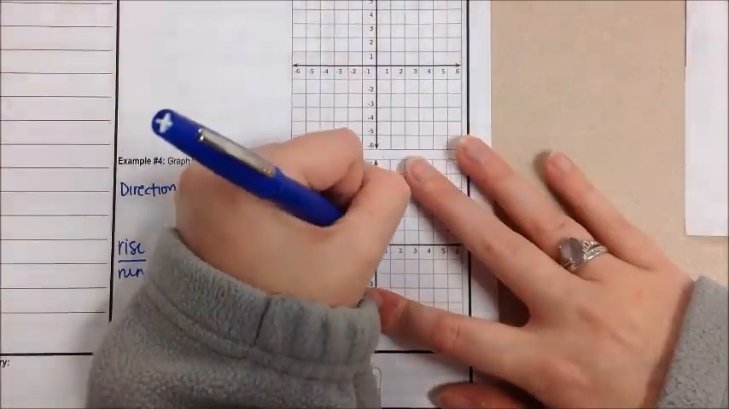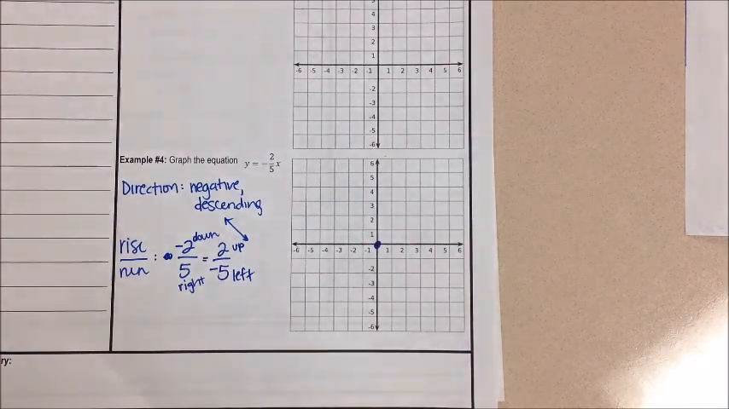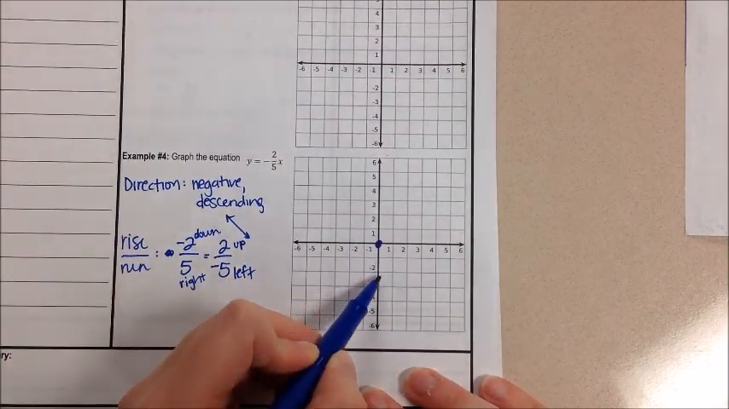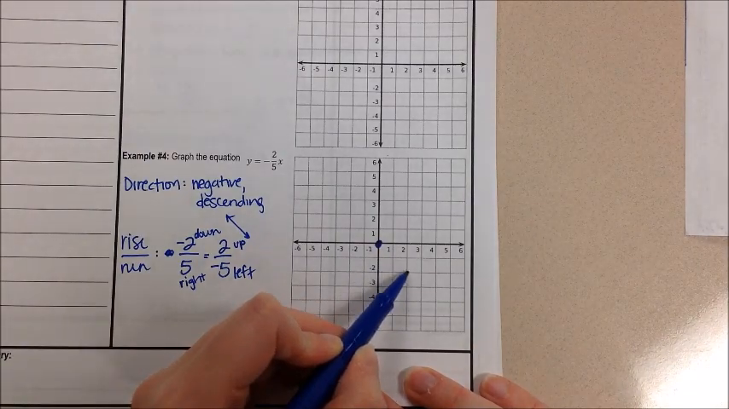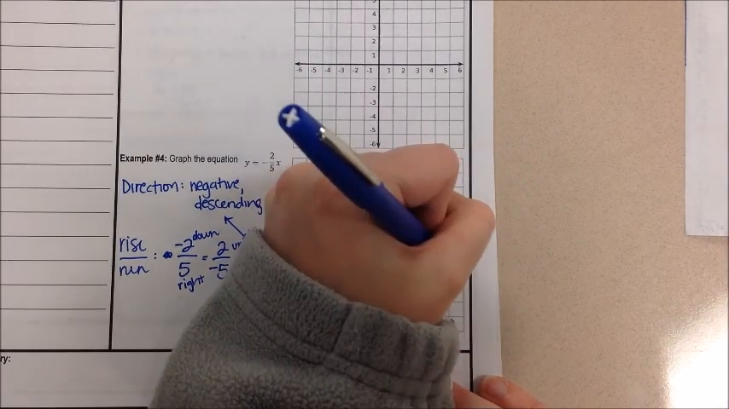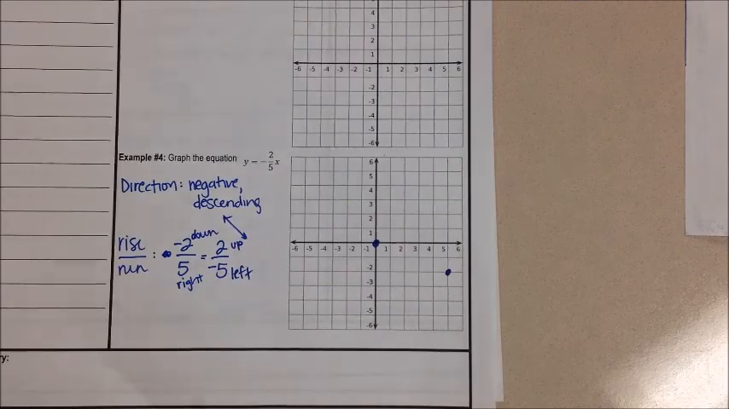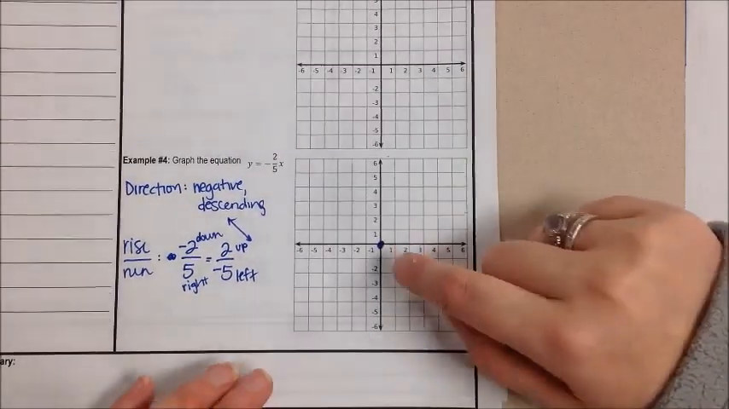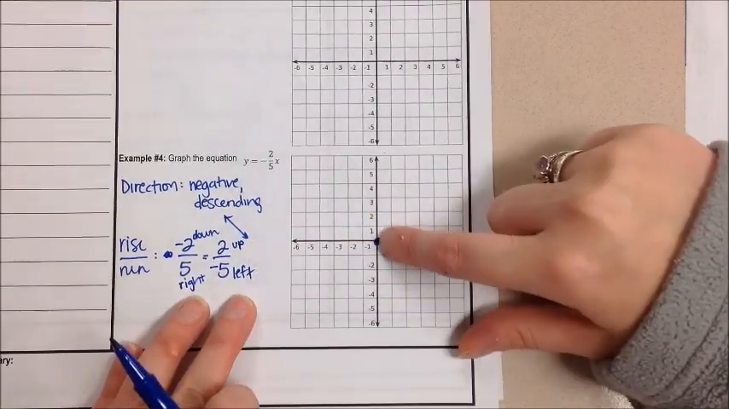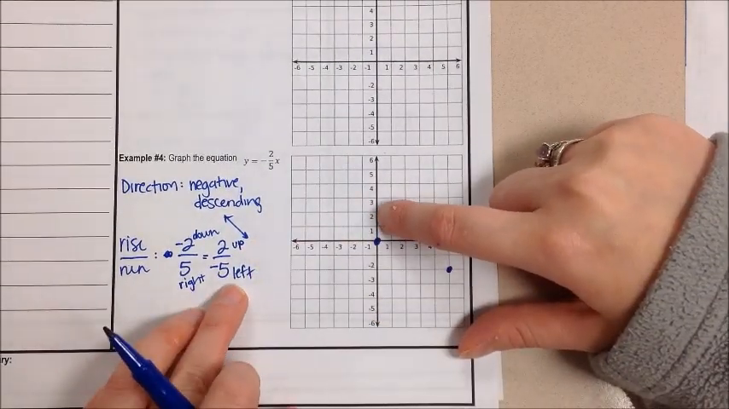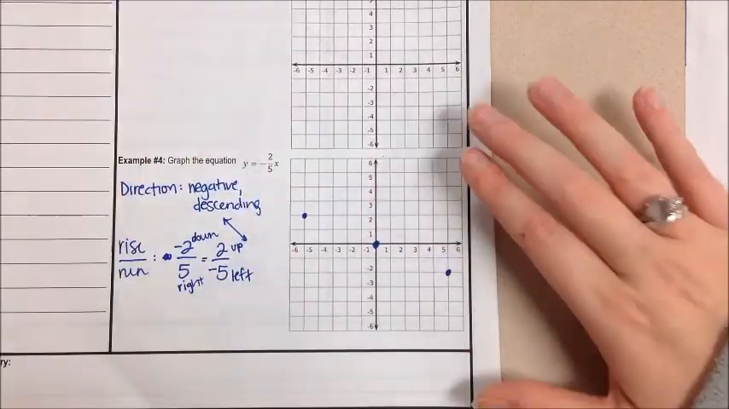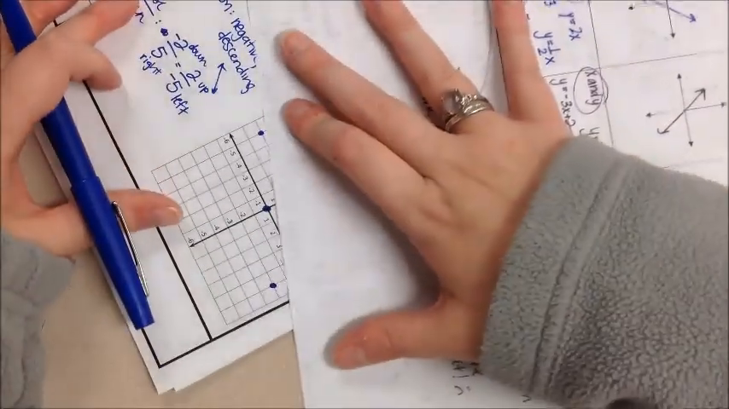So, again, I'm going to start at 0. Okay. I'm going to start with this one, so I'm going to go down 2 and to the right 5. 1, 2, 3, 4, 5. Okay. Don't have any other choice. I can't keep going this way. I'm not going to draw on the desk. Okay. So I'm going to go up 2, 1, 2, and to the left 5. 1, 2, 3, 4, 5. Okay. So then I'm going to draw my line.